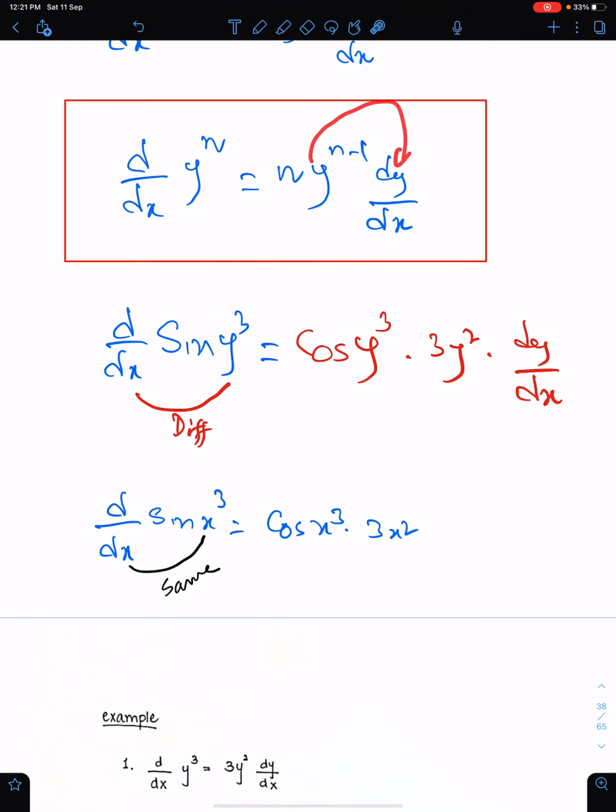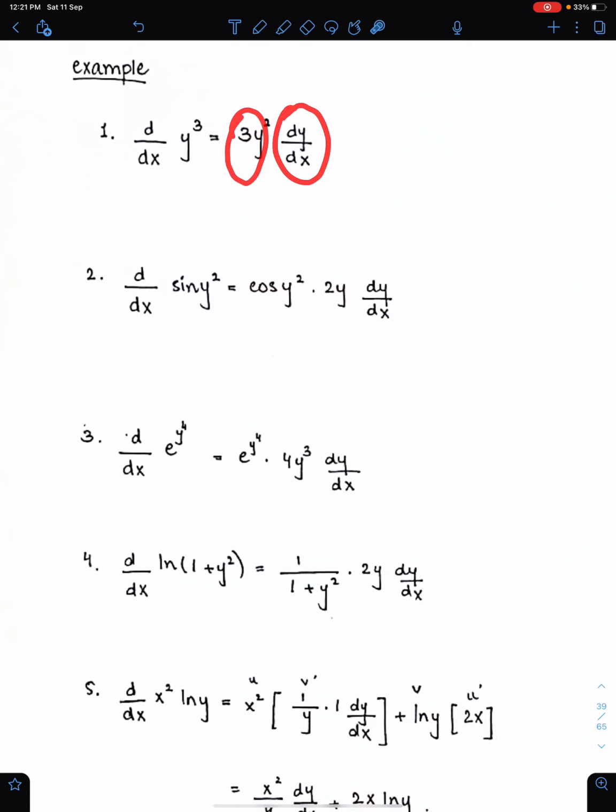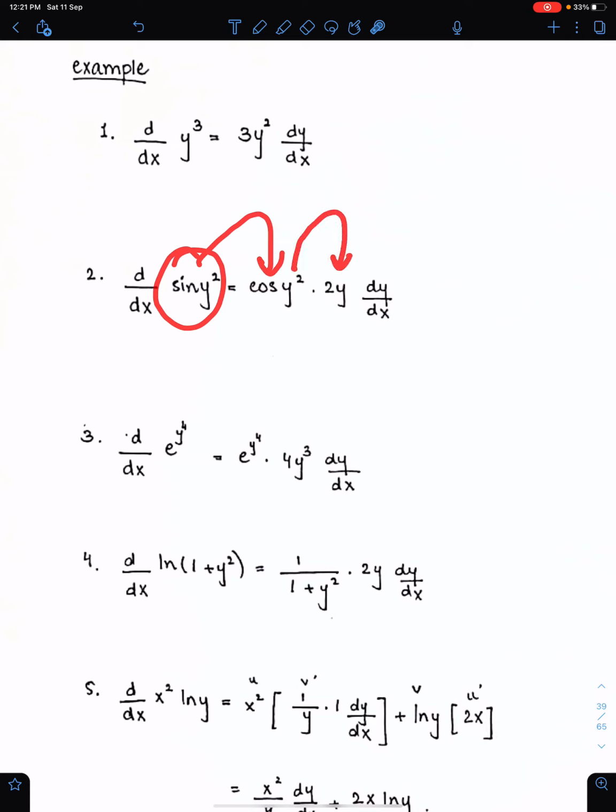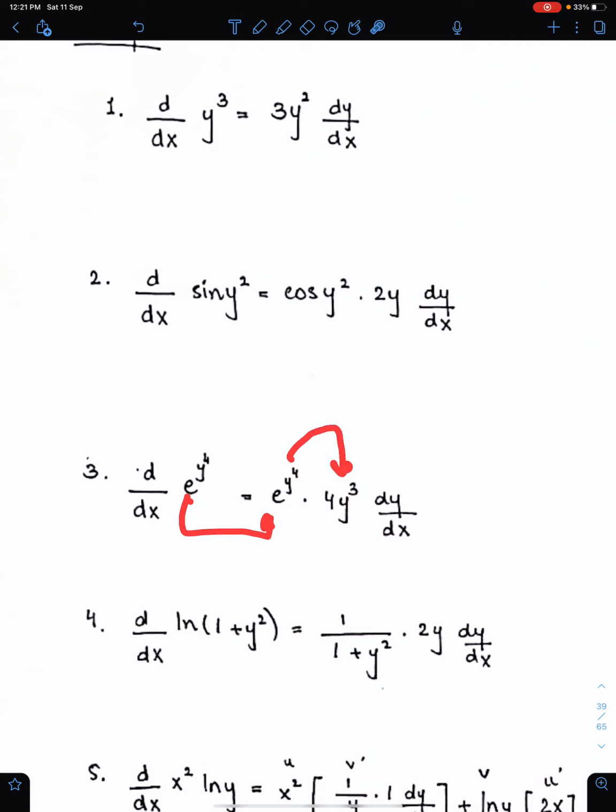More examples. So y cube will become 3y square and must multiply 3y square with dy upon dx. Sine y square will become cos y square times 2y, and 2y must be multiplied by dy upon dx because this is implicit. e power y4, copy e power y4 here. Then y power 4, differential of y power 4 will be 4y cube. Must multiply this answer with dy upon dx because of this implicit thing.